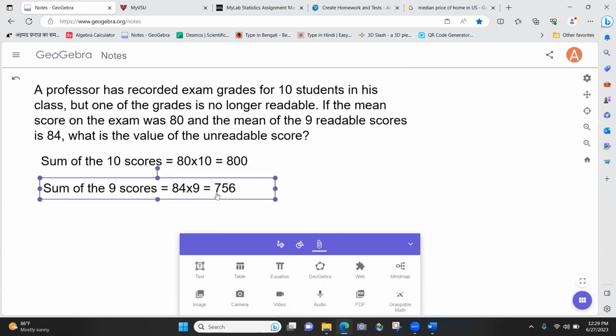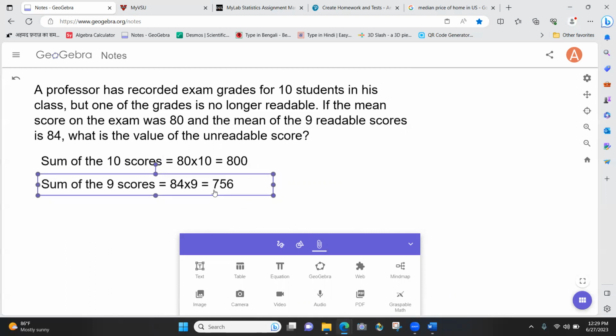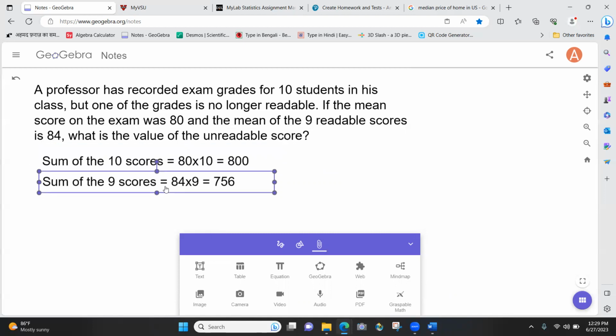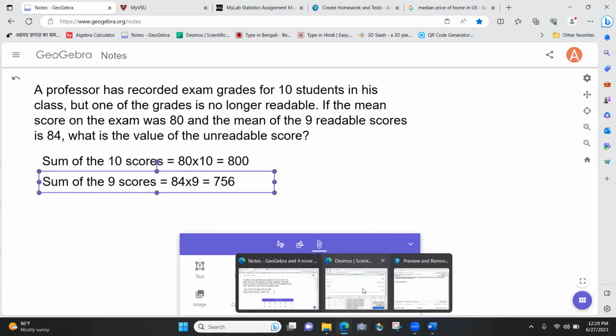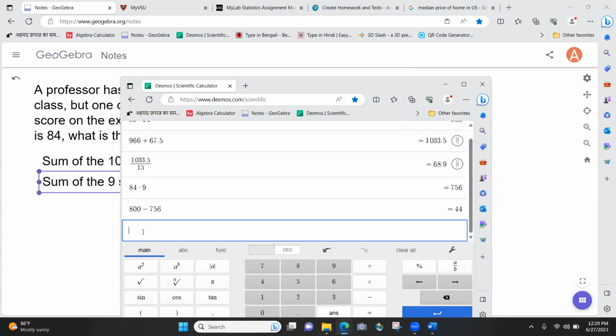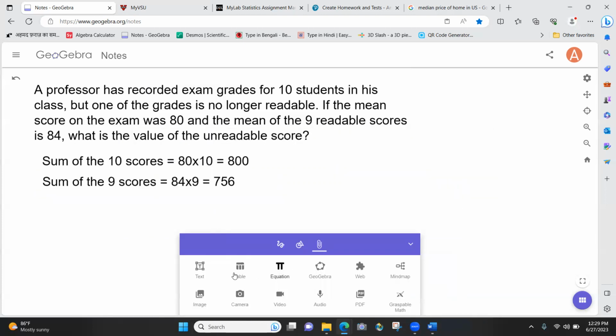So guess what? This box contains the sum of all 10 scores. This one contains the sum of 9 scores. If you subtract the two, you're going to get what you're looking for. 800 minus 756, getting 44. I think 44 was the answer. The missing score must be 44.